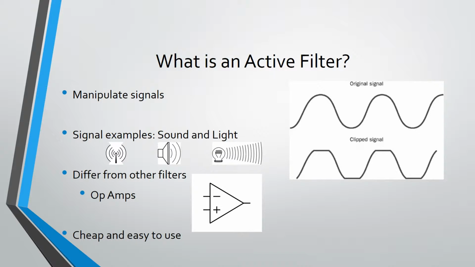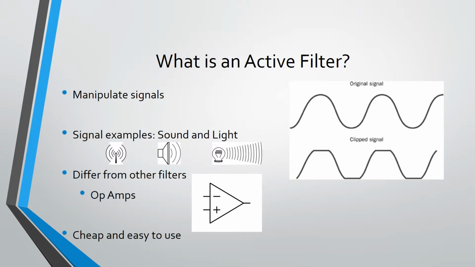An active filter is a circuit designed to manipulate signals. They are created with the intent to pass, reject, amplify, or dampen these waves based on their frequencies. Some examples of these signals include sound and light, which allow the filter to have many applications in transmission and communication fields. Active filters differ from other filters and are often more useful in many ways.